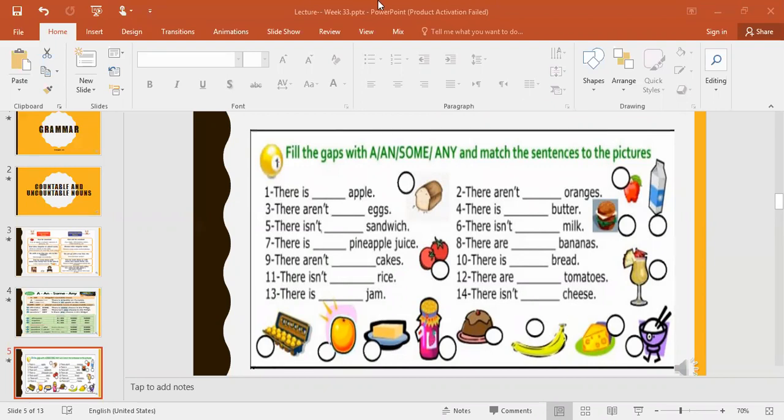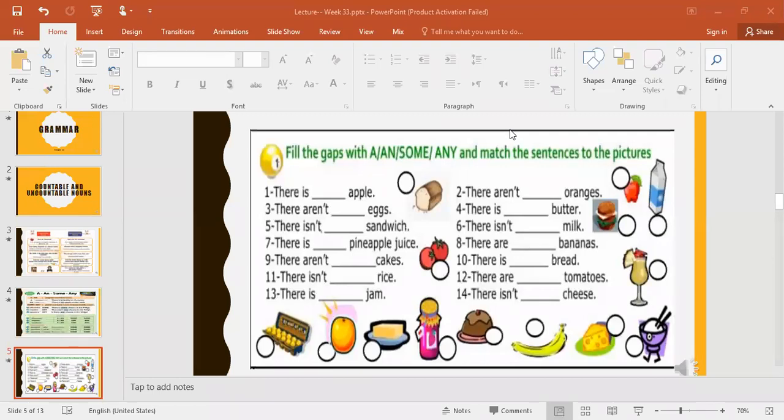Number 11. Yes, Hassan. There isn't any rice. There isn't any rice. Yes. Okay. Number 12. Yalla, the others. Hassan Surur, you did. I want someone new. Adnan, you did. Ali Nasruddin, you did. Zainab Asi, you did.